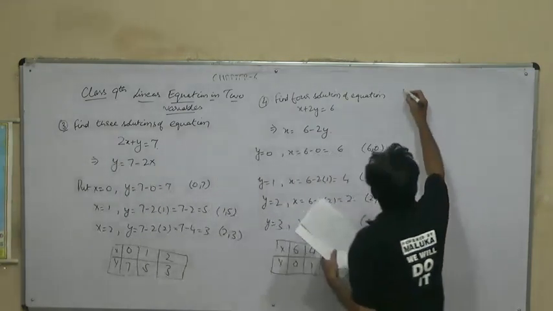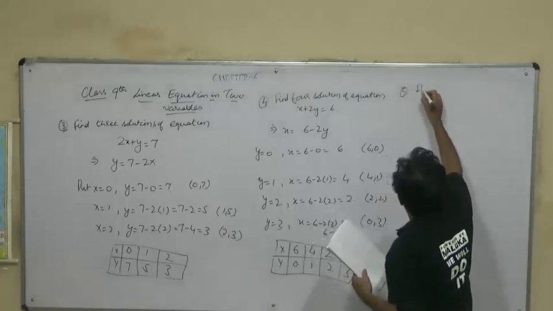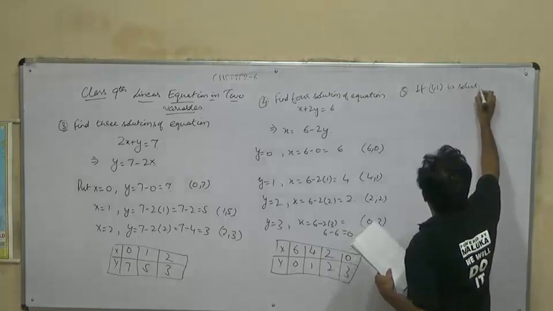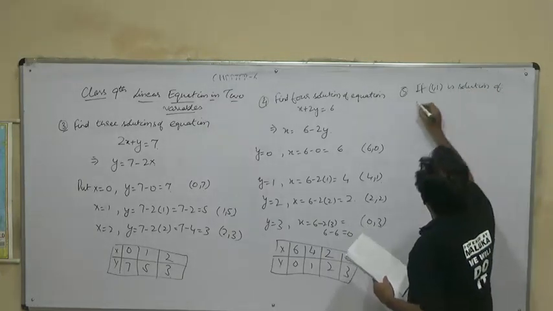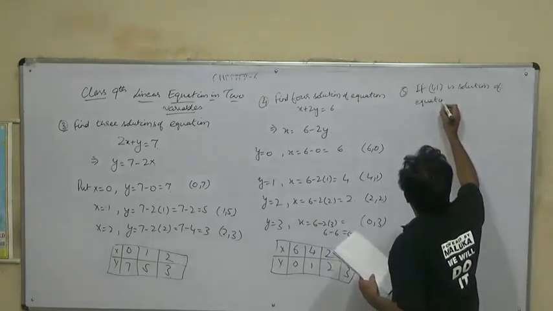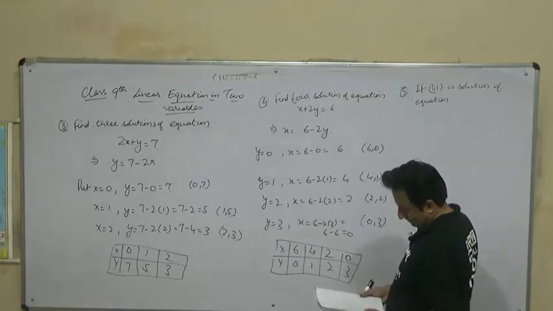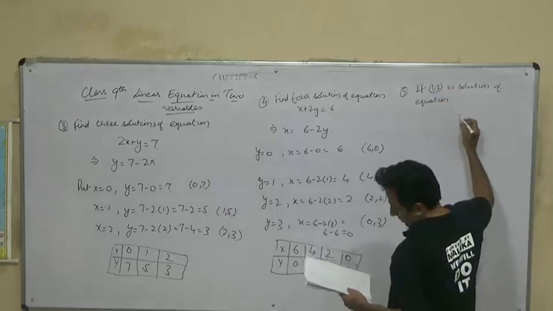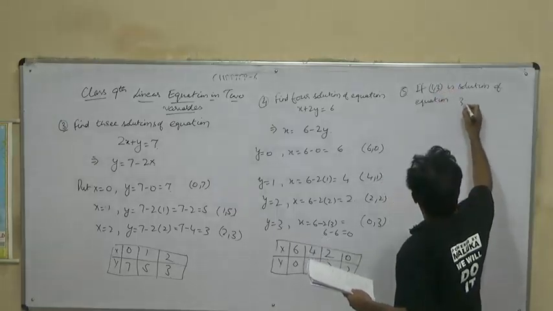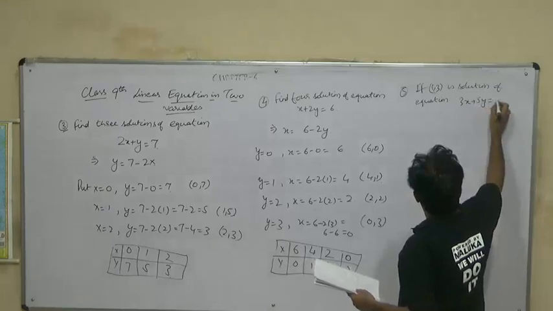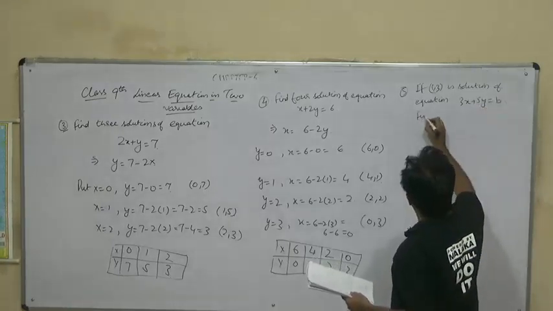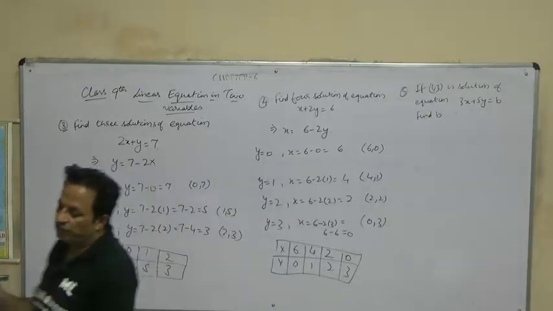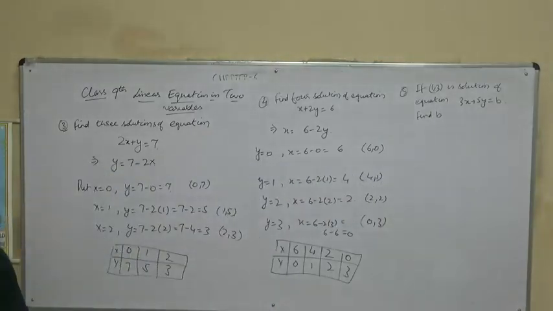We are given that (1, 3) is a solution of the equation 3x plus 5y is equal to b. Find b. So here, what do we want to find? We want to find the value of b here. So how do we find b here?